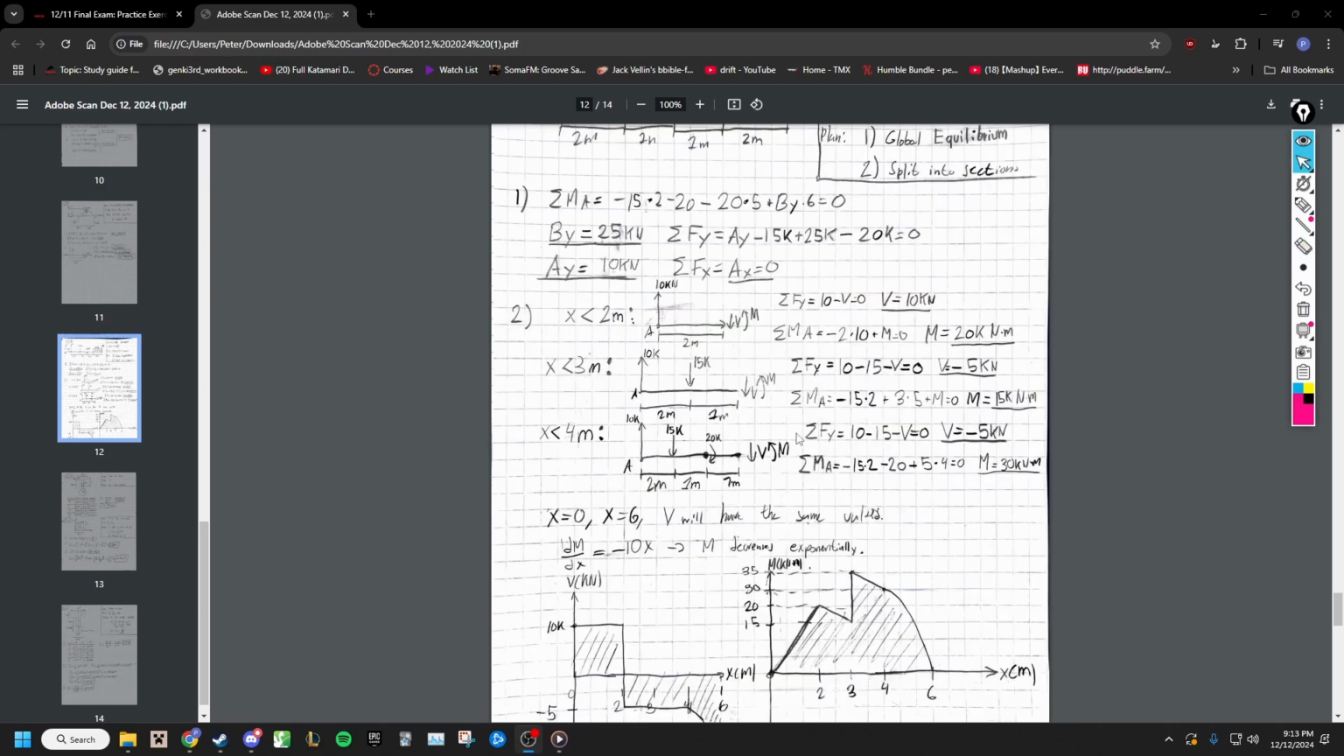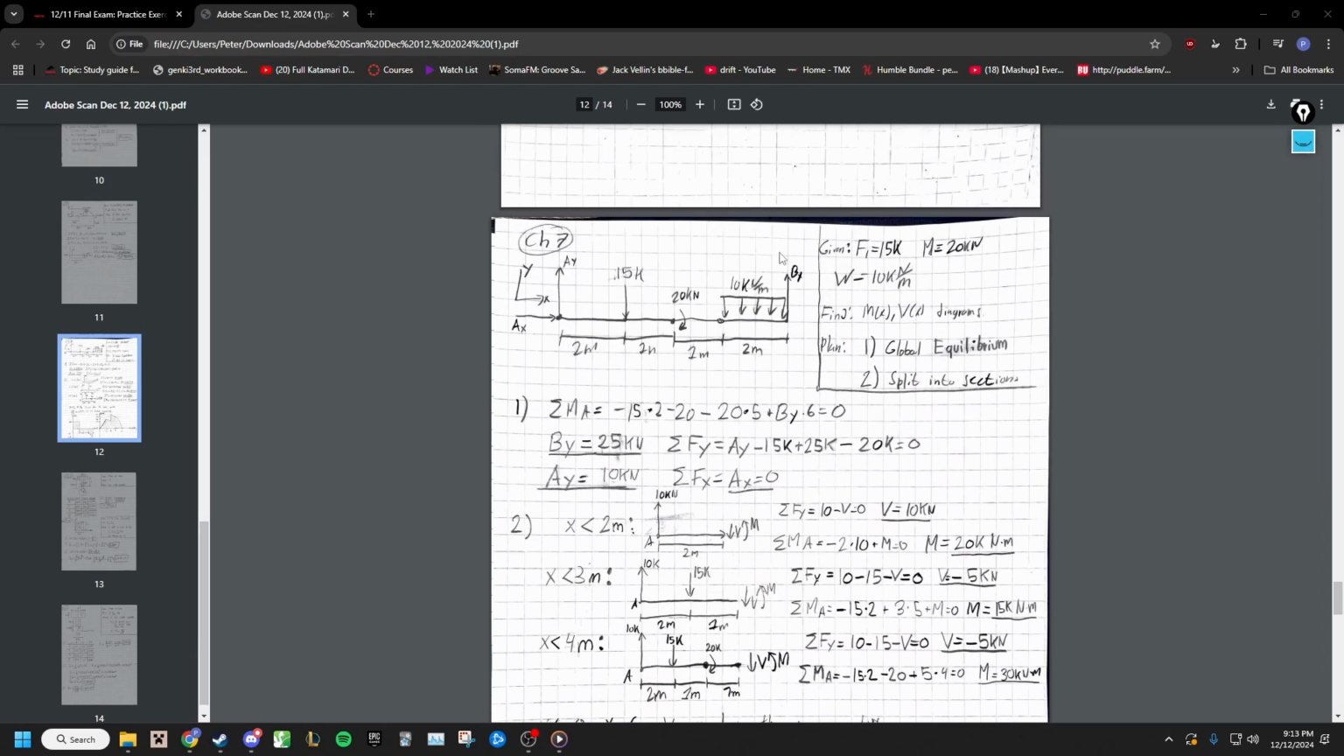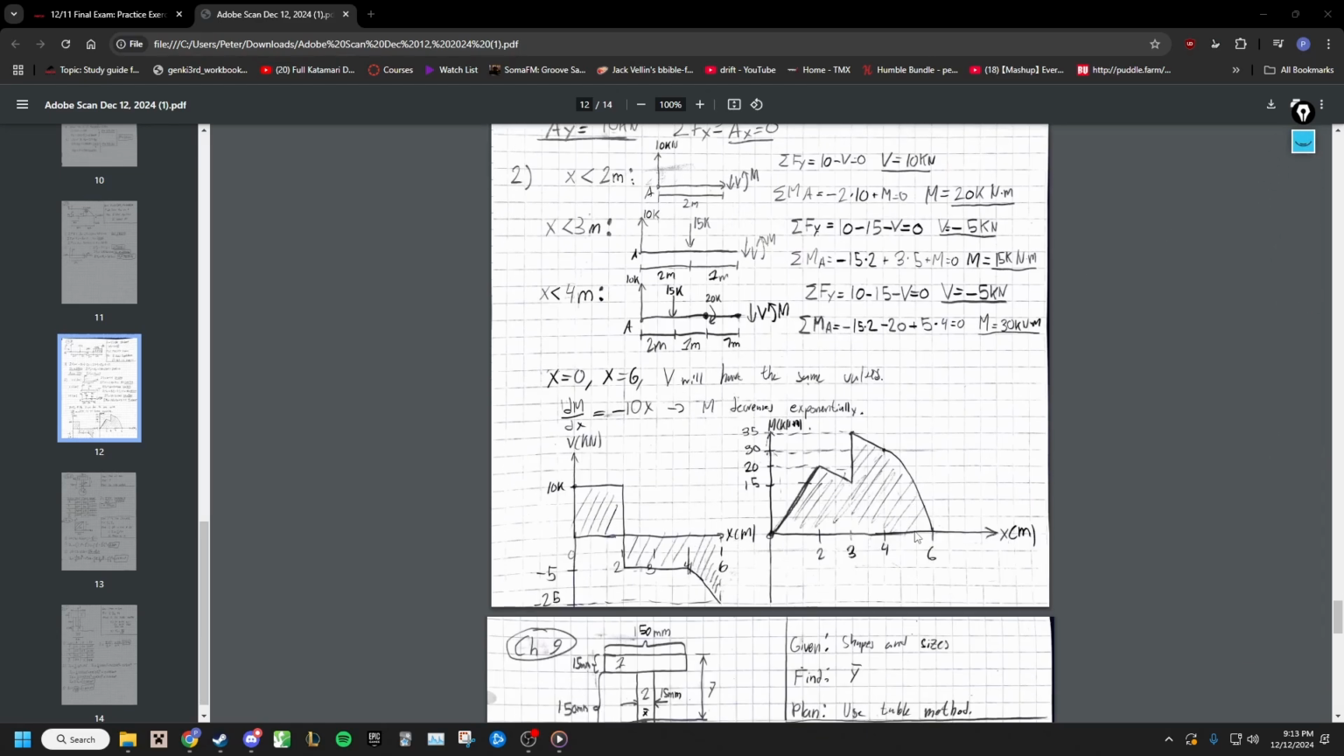And something to mention for these moment diagrams is that the moment must always start and end at 0 if there is no moment happening at the supports, right? Our supports here have no moment on either side, so we can't actually see a non-zero moment on either side.